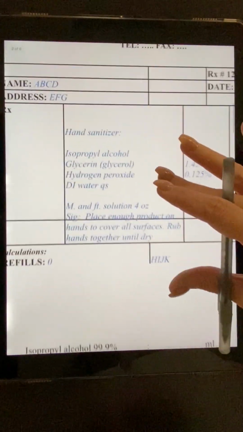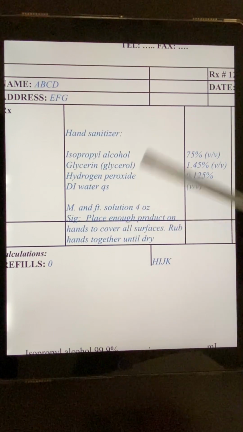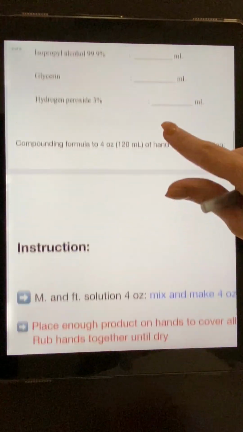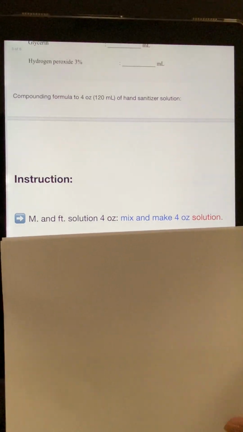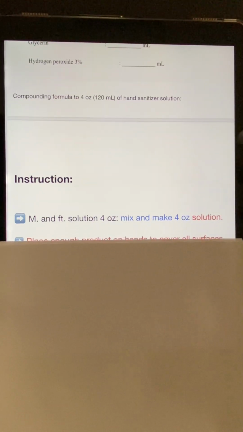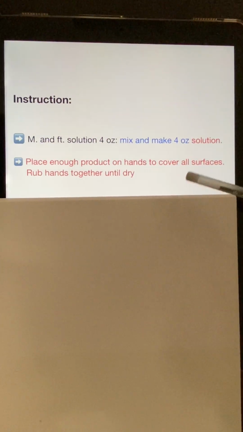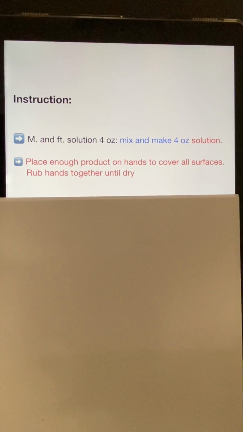On the screen you have a prescription that includes the ingredients, two-part instruction, followed by what you need to calculate. Going over the instruction, it is simply asking you to mix and make 4 ounces of solution. So right there you have your dosage form. The second part is how you will be counseling your patient by telling them: place enough product on hands to cover all surfaces, rub hands together until dry.